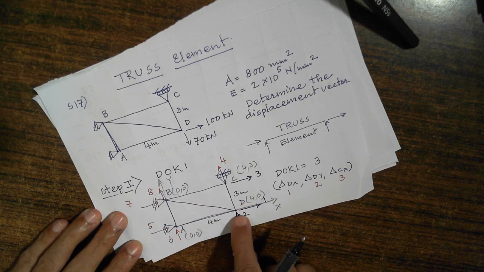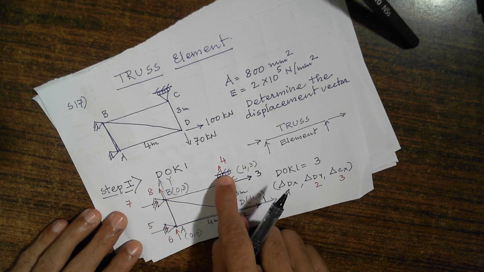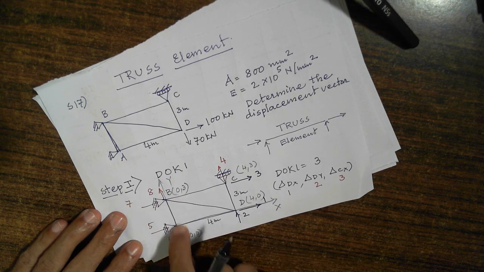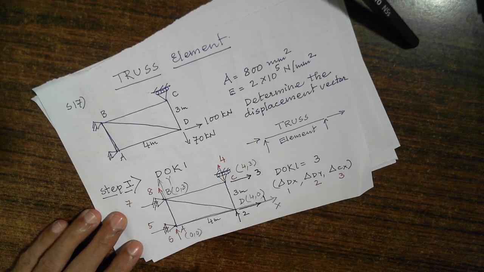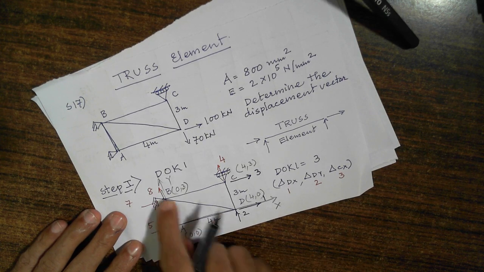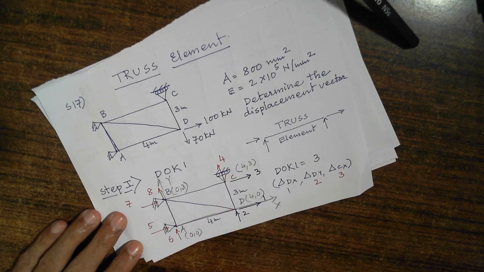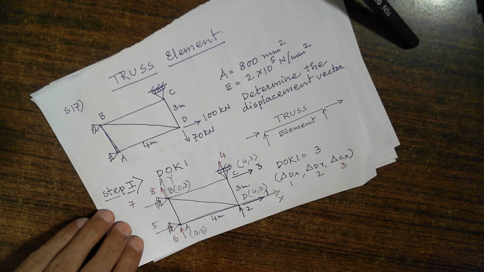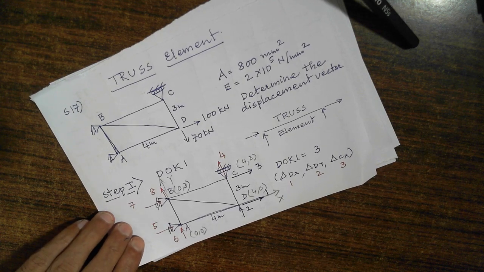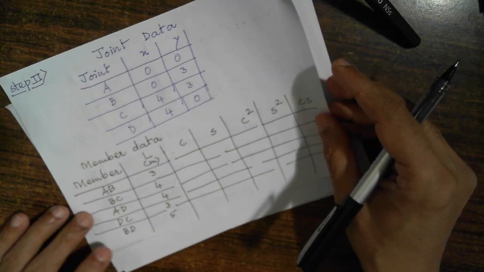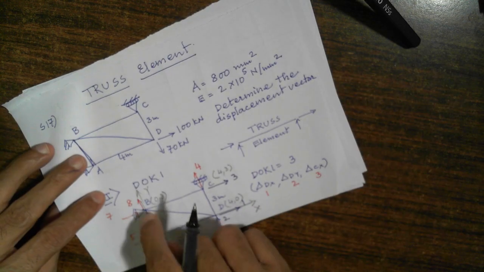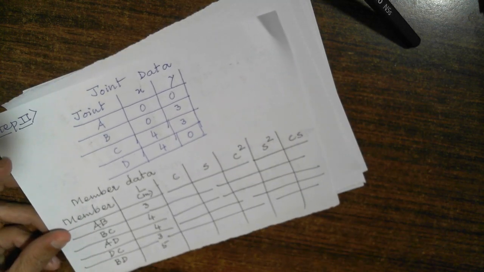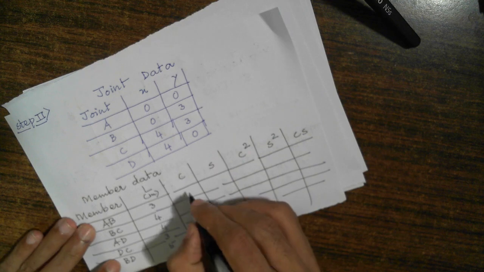Everyone can judge that AD and BC members will have the same global stiffness matrix. AB and DC members will also have the same global stiffness matrix. So it's a simple thing that if I write AB and DC, I am able to write the global stiffness matrix in similar terms. I don't have to calculate it again for larger things. So for member AB, all of you can calculate cos theta and sin theta.